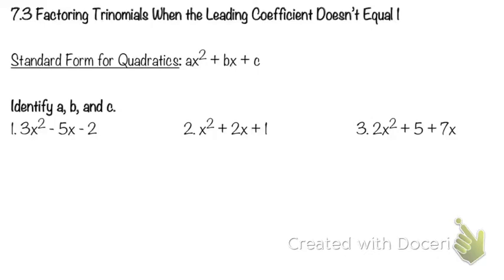You guys will be able to factor trinomials when a does not equal 1. We don't know what that means yet, but we will. And we're going to start 7.3 today. We're going to finish that up on Wednesday when we wear pink.